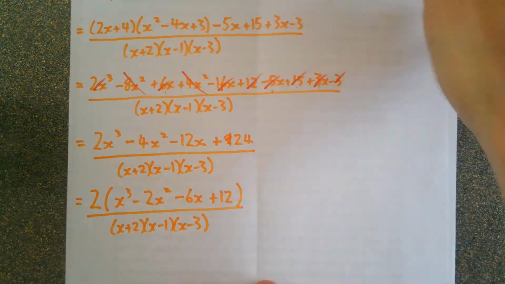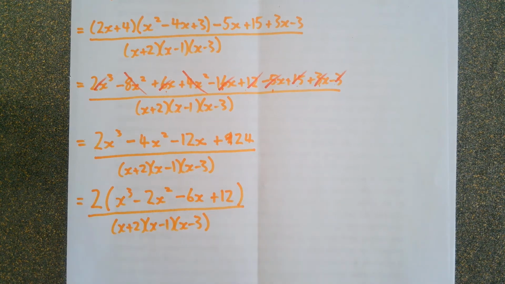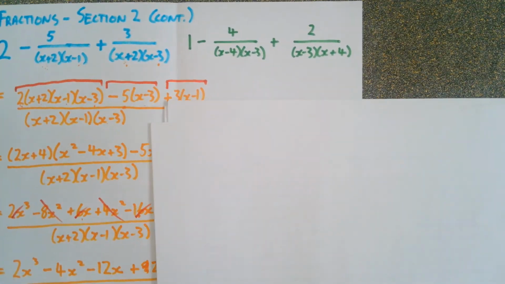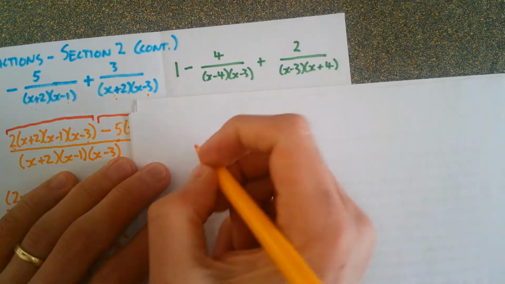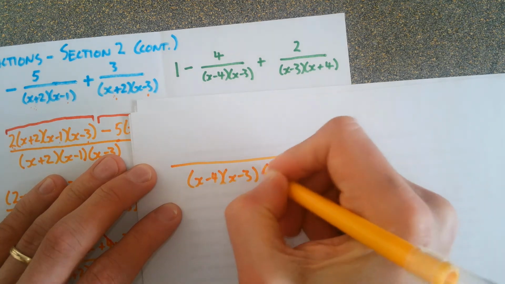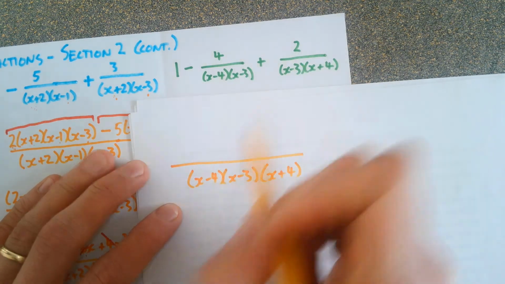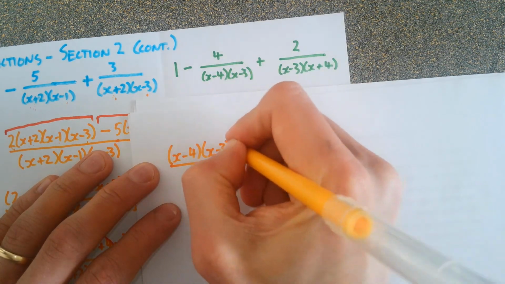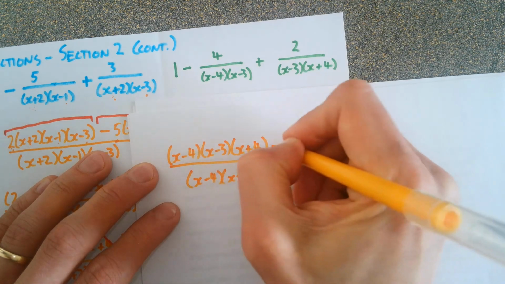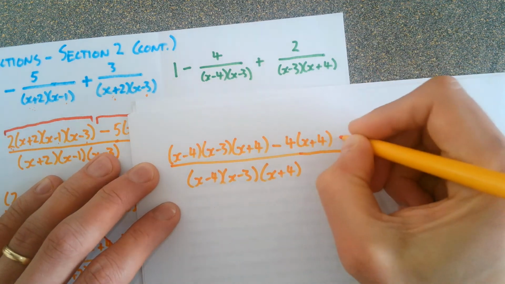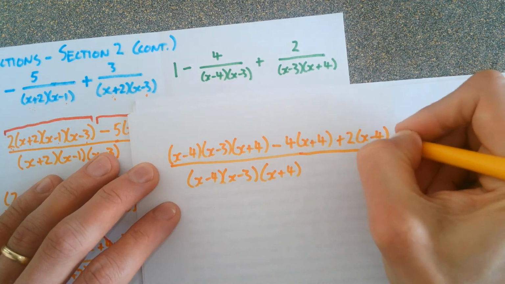Okay. So you have a question on the right hand side of the page. See if you can get the same answer. Pause it. Okay, so here we go then. I'm going to get myself a fresh piece of paper, I think, because I've come onto this side of it. So our common denominator is going to be x minus 4, x minus 3, and x plus 4, because we've got that bracket repeated, the x minus 3. So the 1 is going to have to be all 3 brackets together, minus 4 lots of x plus 4, plus 2 lots of x minus 4.